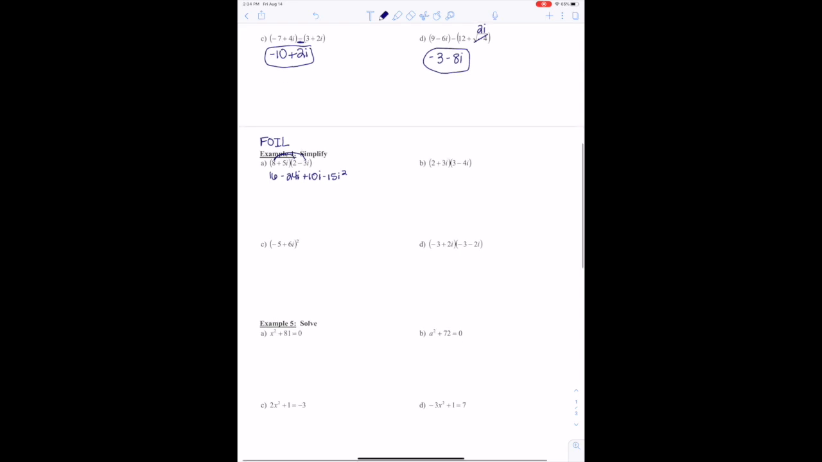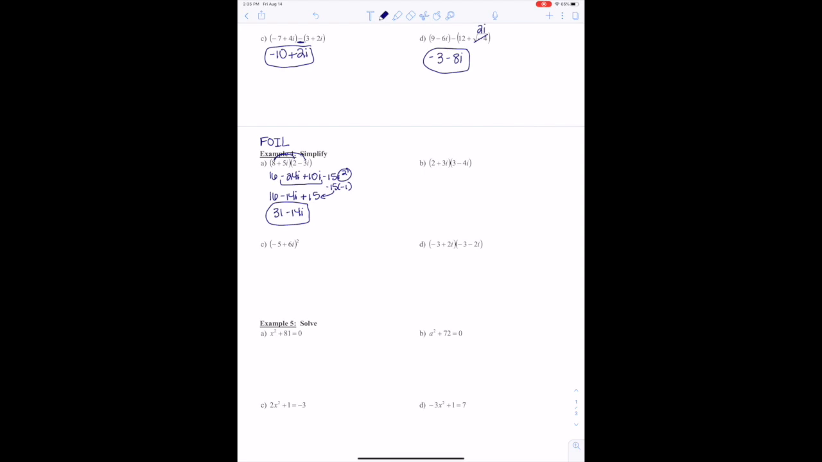Now, these are like terms I can combine. So I have 16 minus 14i. Now remember, i squared is negative 1. So right here, I have negative 15 times negative 1, which is positive 15. Okay? And then I can go one more step. 16 plus 15 is 31 minus 14i.